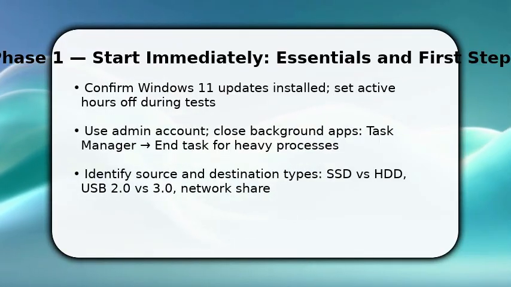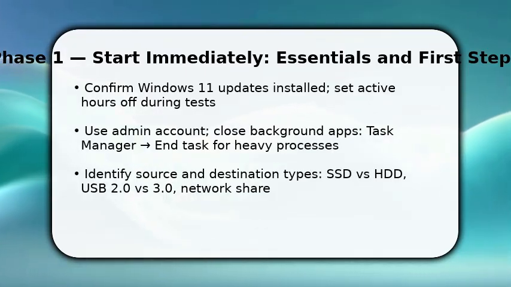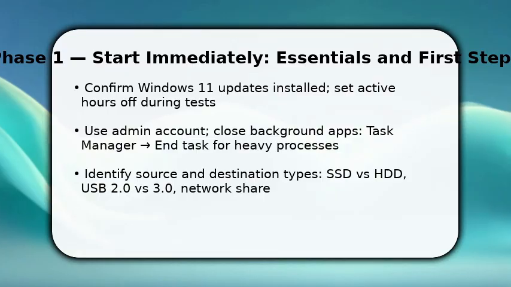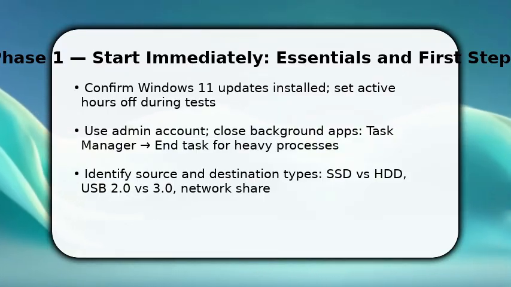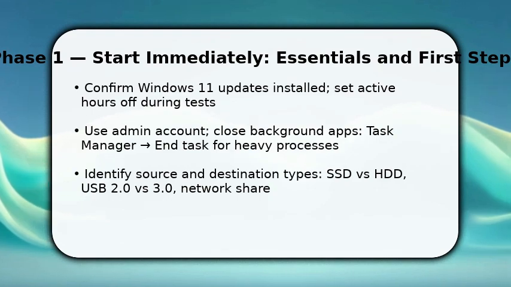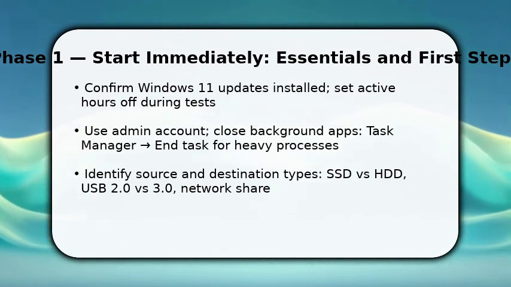Next, identify the devices. Note whether source or target are SSD, HDD, USB 2.0 or 3.0, or network shares. This matters for expected throughput. Once done, plug drives into native ports, avoid hubs, and disable sleep. These steps remove common interference, so you get a true baseline for copy speed measurements.